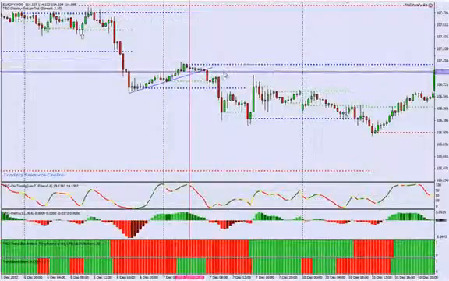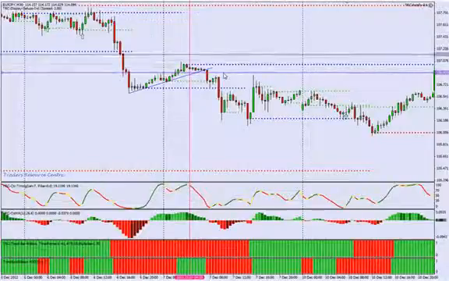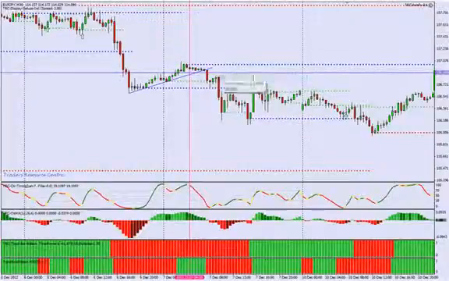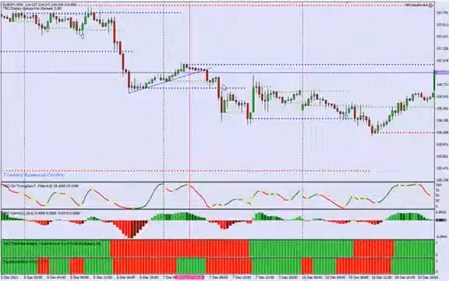Or more aggressive, is to move the stop down to the entry level there and leave the stop at that level there, and then look to take around about 2 or 3 to 1.